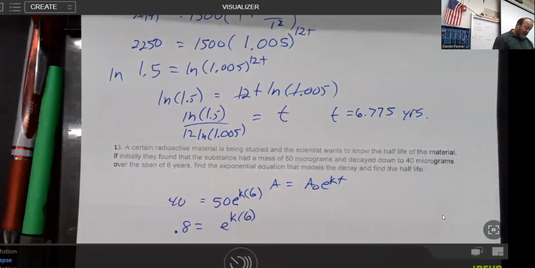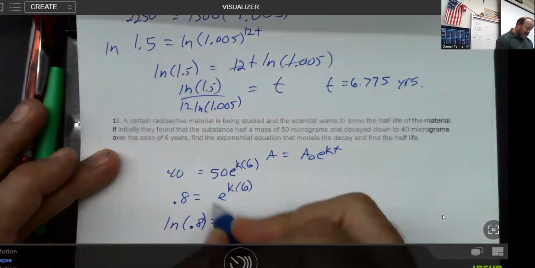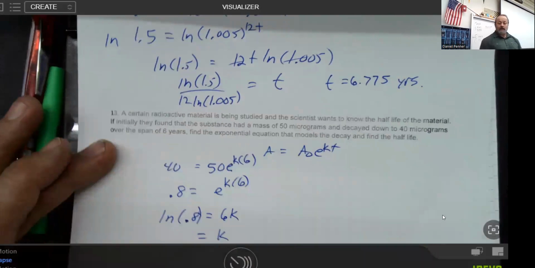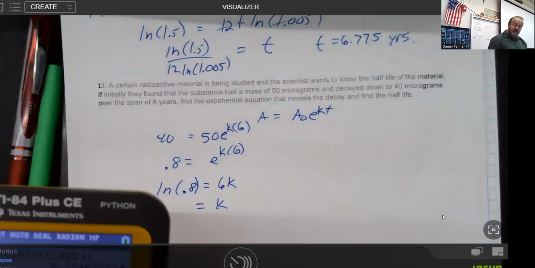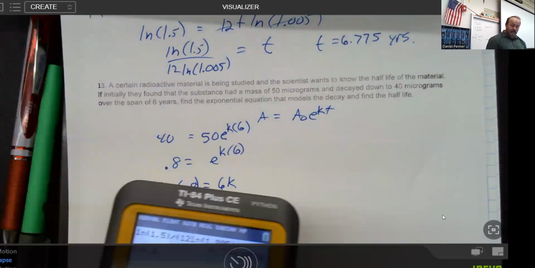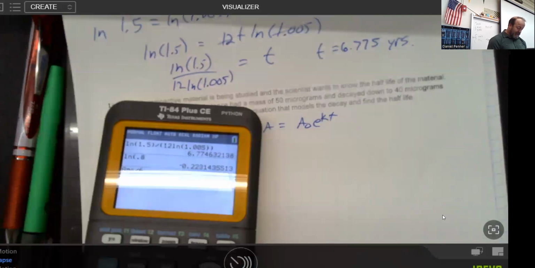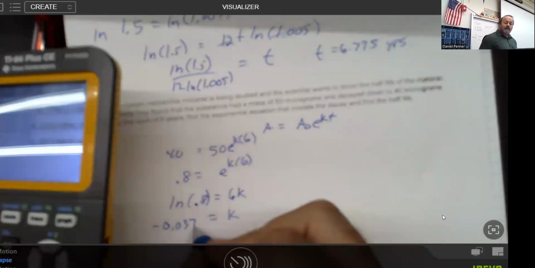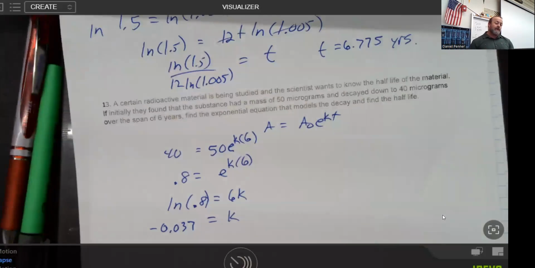And so then what I have, if I took the log base e of both sides, we would do that because the natural log of e to the 6k would just be 6k. So all I need to do is divide both sides by 6. And so I took the natural log of 0.8, and I'm going to divide that by 6. And I got negative 0.037. The fact that it is negative is right because the thing is decaying. Remember, our rate would be positive if it's growing, negative if it's decreasing.